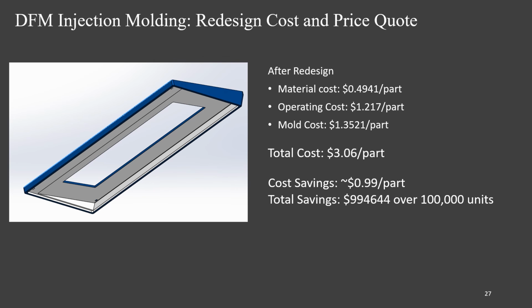We saw significant reductions in cost following the redesign of our part. As previously mentioned, making the wall thickness of the part more uniform resulted in a large amount of material being removed from the middle of the part, greatly lowering both material cost as well as operating cost. Simplification of our part also resulted in a minor reduction in overall bolt cost. In total, we estimate that the redesign would save roughly 99 cents per part, or nearly $990,000 over a 100,000 unit production run.